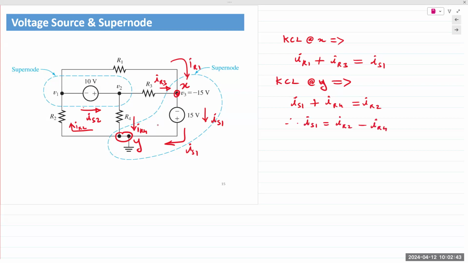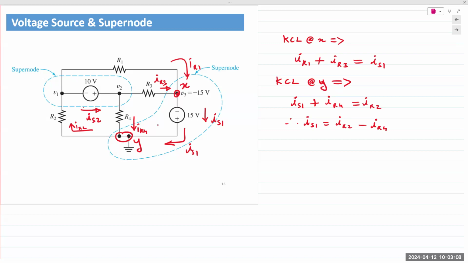Let's take a 10-second pause while you think on that. There's node X at the negative end of the 15-volt source. There is node Y at the bottom, which is the positive end of the 15-volt source. I have three currents at the top. I have three currents at the bottom, three connections. IS1 is the label I chose to give the voltage source, that 15-volt source.